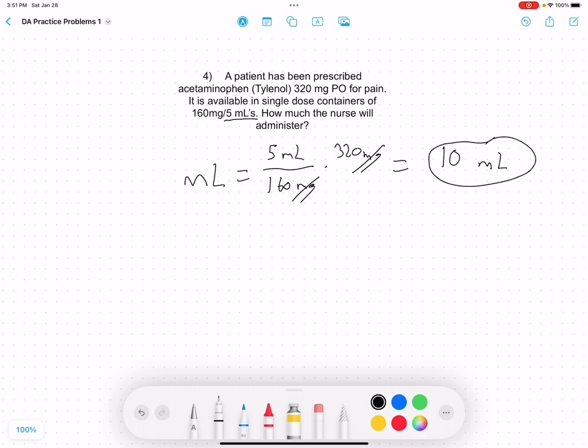Does 10 milliliters make sense? Yes, it does. We know that there's 160 milligrams in 5 milliliters. So we know 5 milliliters is reasonable. The dose is double what the concentration is. So 5 milliliters to 10 milliliters makes sense. If the answer was like 3,000 milliliters, you might need to think about that, but this makes sense. We can move forward.